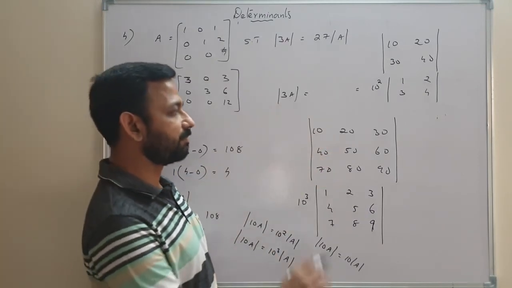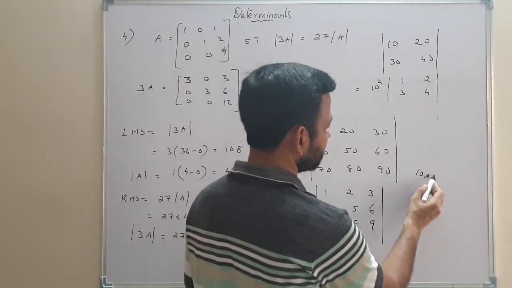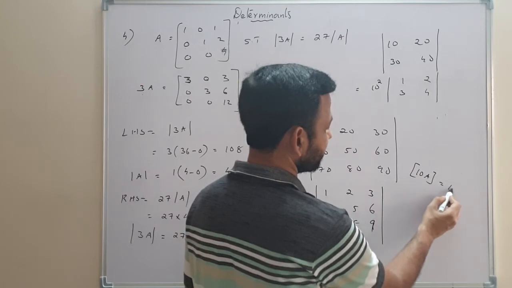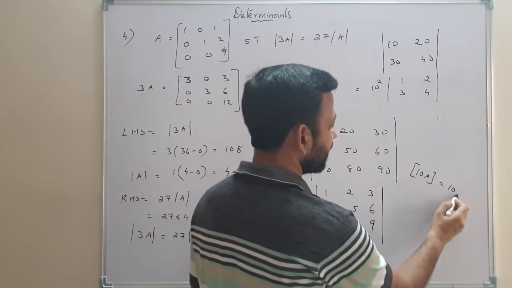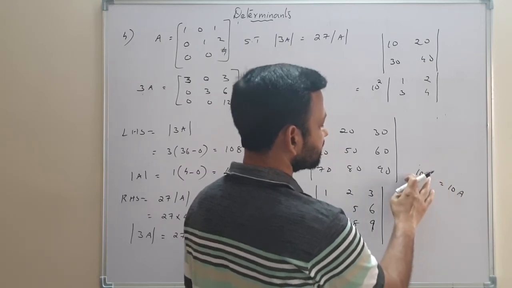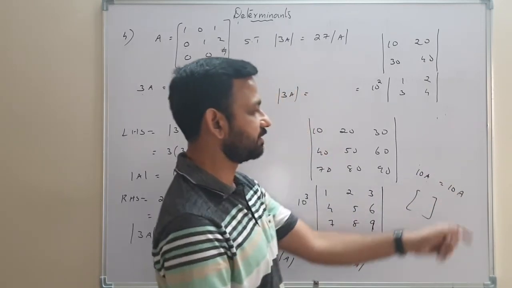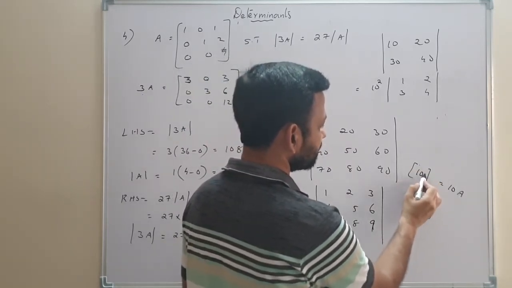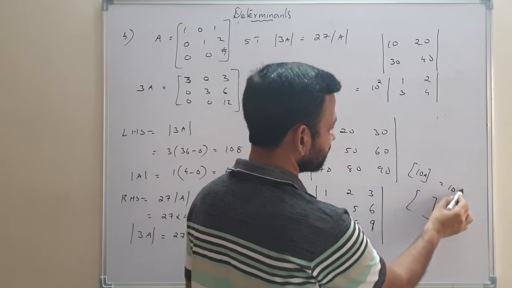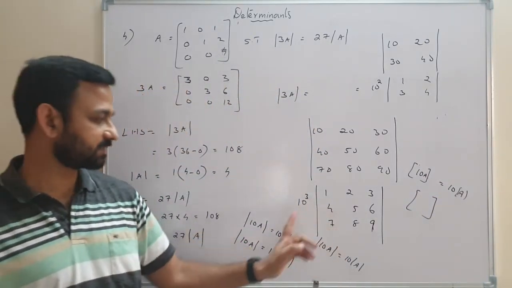But in the case of matrix, when we take a 10 outside from 10A, it will be 10 into A only. If it is a matrix, then 10A, when we take 10 outside, it will be 10 into that matrix. Suppose it is 10A, then when we take outside, it is 10 into A. If you take 10 outside from a matrix.